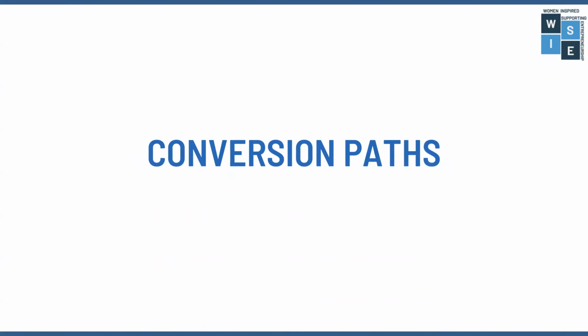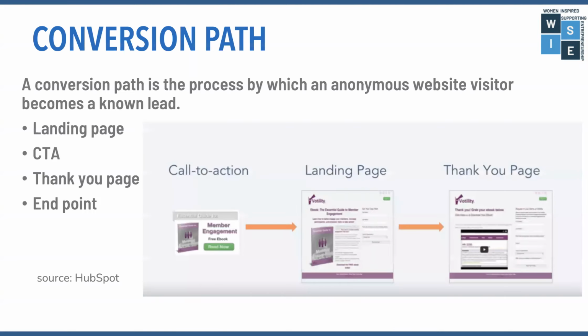The better we know our target audience, the more chances we have to prepare content that converts them into leads. Important elements of conversion paths are a call to action, CTA, a landing page that usually includes a form, a thank you page, and an endpoint, which is usually an ebook, a webinar, or some other lead magnet for which users gave us their data.